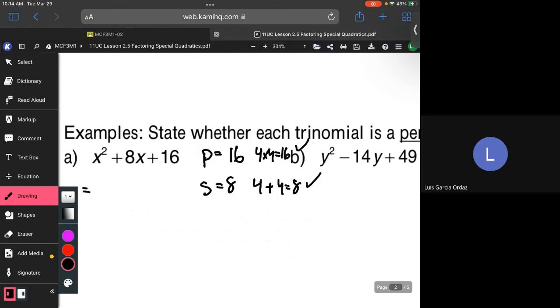What numbers did you use? So it's going to be x plus 4 and x plus 4, which is the same thing as saying x plus 4 to the power of 2. Yeah. Can you explain that again?